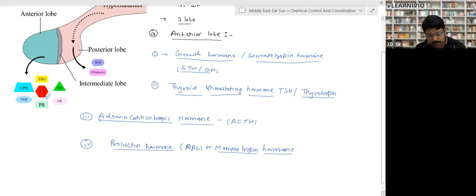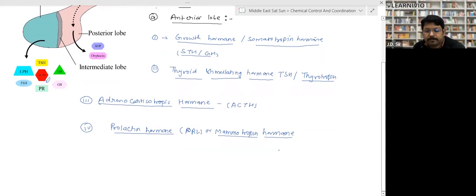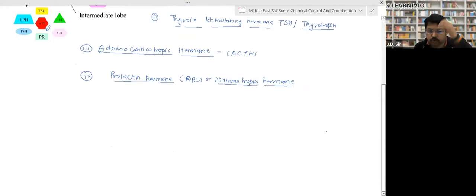It is called the hormone of maternity. Responsible for secretion of the mammary gland during childbirth.